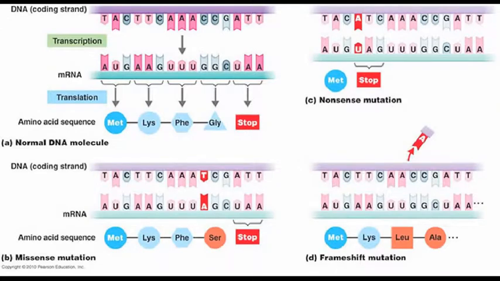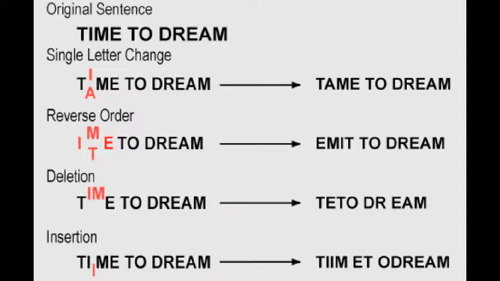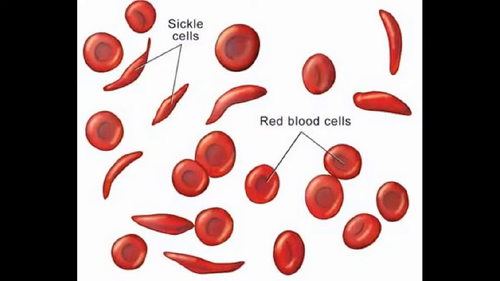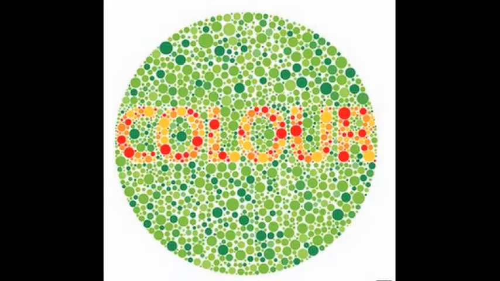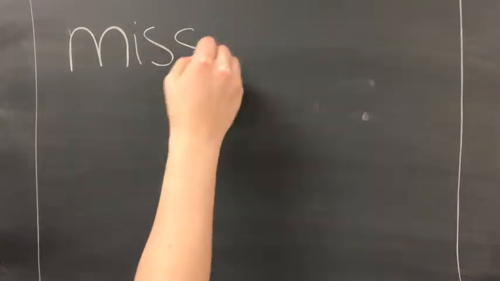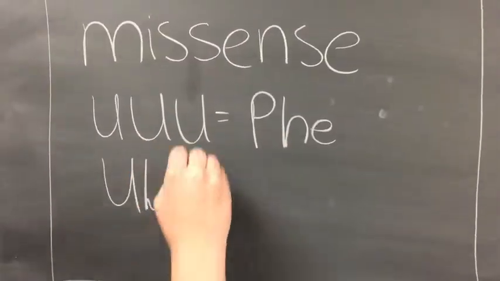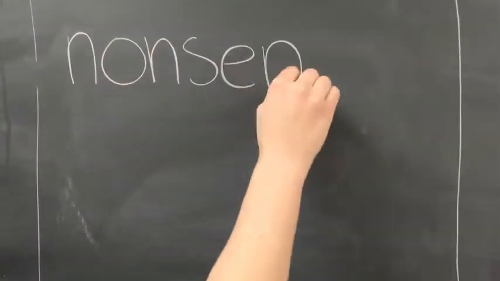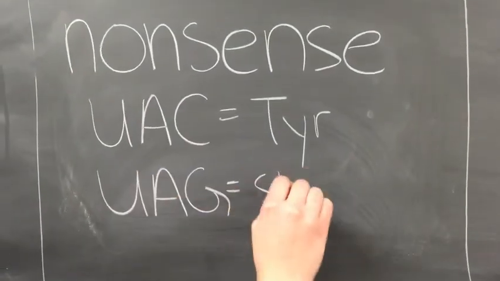Mutations could change the correct codes of DNA and result in a defective protein structure. We think of mutations leading to genetic disorders such as sickle cell anemia and color blindness. A missense mutation is when one nucleotide changes, resulting in a completely different amino acid. In a nonsense mutation, the new nucleotide changes a codon to a stop codon.